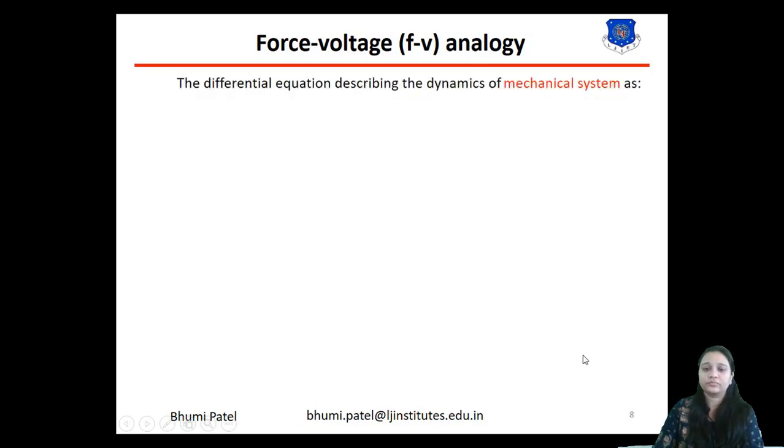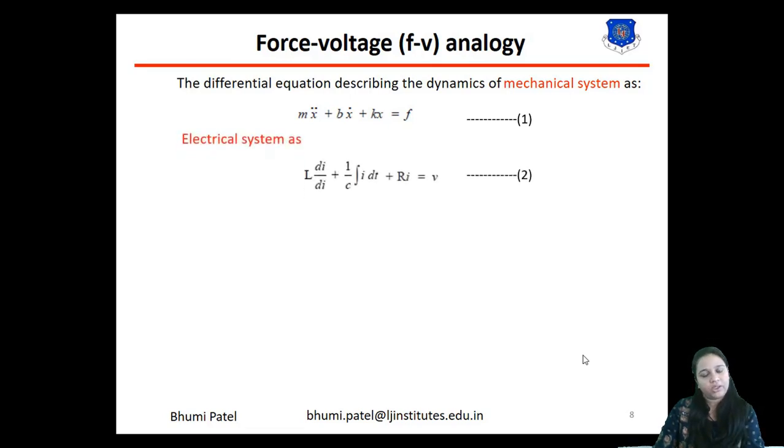So the differential equation describing the dynamics of the mechanical system, as we saw earlier, is m x double dot plus b x dot plus kx is equal to f. This is our equation number 1. Next, for the electrical system, the equation is L di by dt plus 1 by C integration of i dt plus Ri is equal to V. Using Kirchhoff's law and Ohm's law, we get equation number 2 for the electrical system.